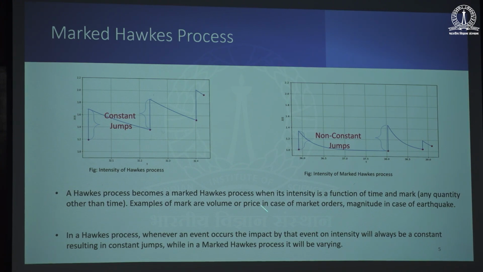So maybe the past timestamps' corresponding factors, which in an earthquake can be magnitude. In finance, it can be volume, it can be price, it can be any factors other than the previous timestamps. So that can make these non-constant jumps. So we don't know what the jump will be. It can depend on anything, so we have to estimate that. So here I am dealing with that condition. So yeah, went to next.